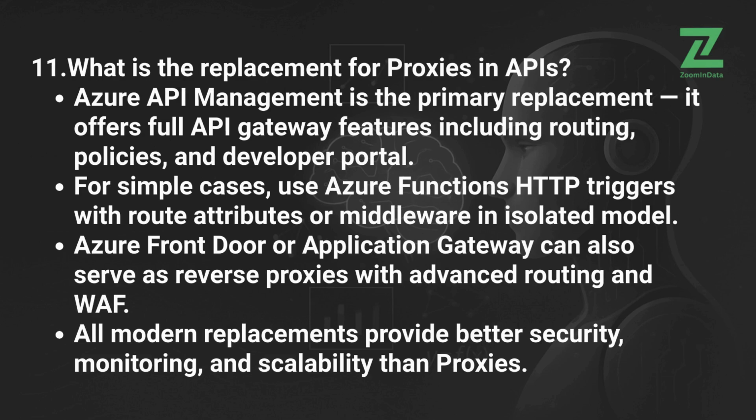What is the replacement for proxies in APIs? Azure API Management is the primary replacement. It offers full API gateway features including routing, policies, and a developer portal. For simple cases, use Azure Functions HTTP triggers with route attributes or middleware in the isolated model. Azure Front Door or Application Gateway can also serve as reverse proxies with advanced routing and WAF. All modern replacements provide better security, monitoring, and scalability than proxies.